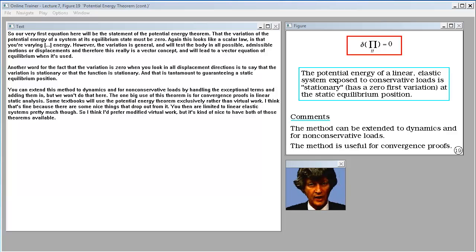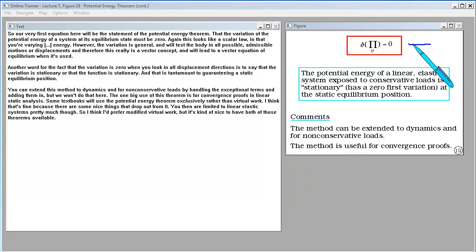So our very first equation here will be the statement of the potential energy theorem, that the variation of the potential energy of a system at its equilibrium state must be 0. Again, this looks like a scalar law in that you're varying an energy. However, the variation is general and will test the body in all possible admissible motions or displacements. And therefore, this really is a vector concept and will lead to a vector equation of equilibrium when it's used.